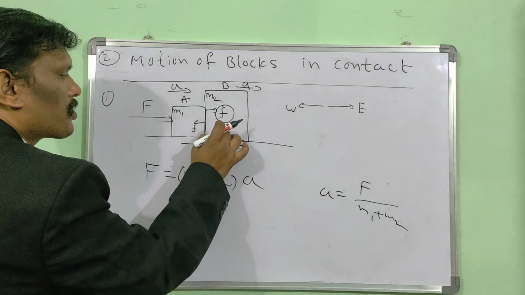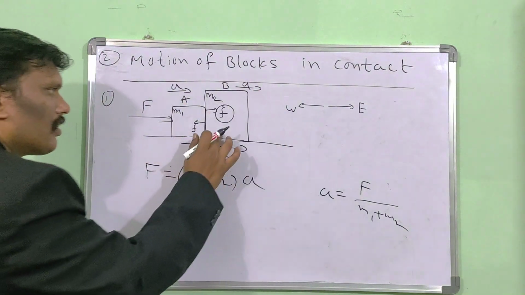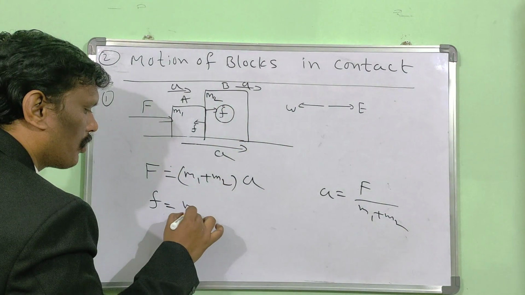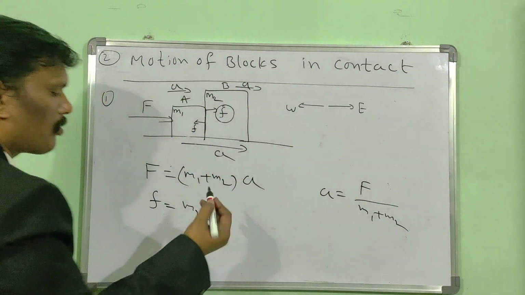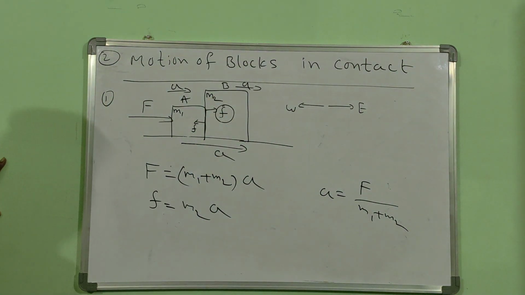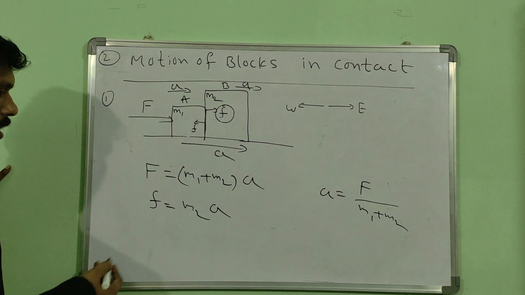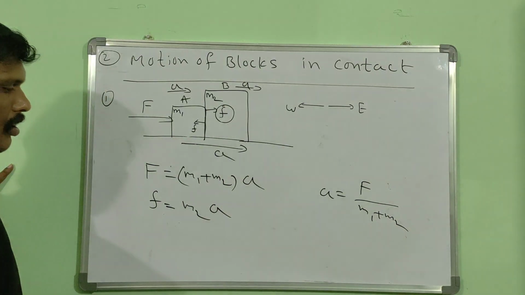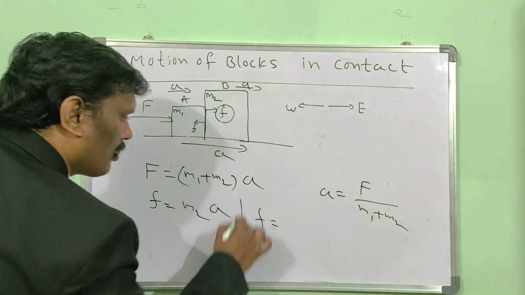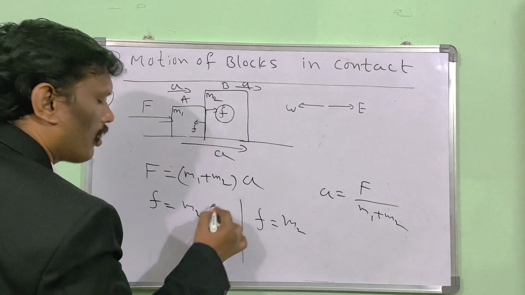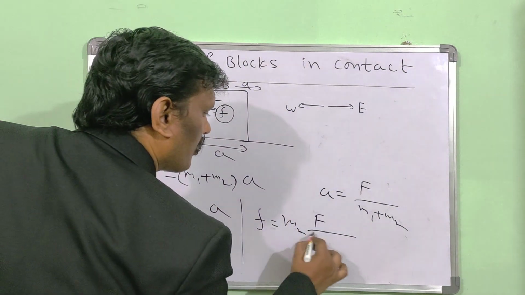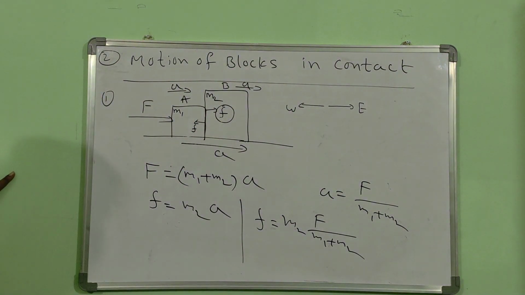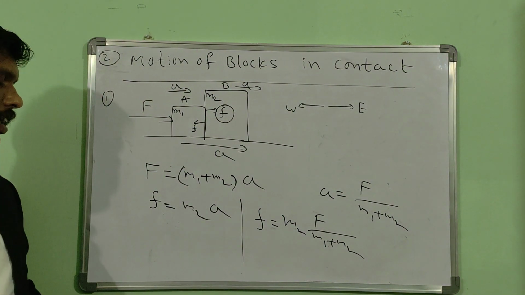This force pushes only one mass, which means consider F is equal to, what is the mass pushed by this force? M2. With what acceleration is it moving? A. That's our problem over. You are going to calculate the contact force as M2 into A. This A we are going to calculate by using this formula. The required formula for contact force means M2 into what is A? F by M1 plus M2.